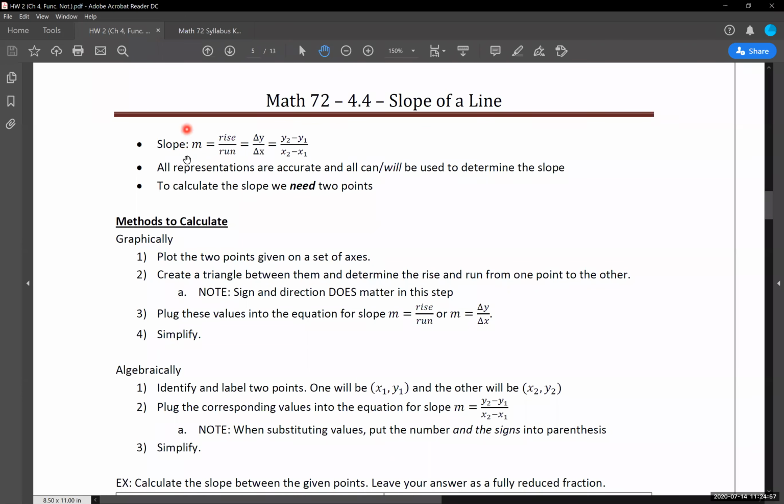Do not dismiss them just because, well, we probably use this one more often than not. That's very true. You still want to know the change in y over the change in x, and the idea of it being the rise over the run of a line. So again, all of these are accurate. We will be using all of them, and they have their uses.